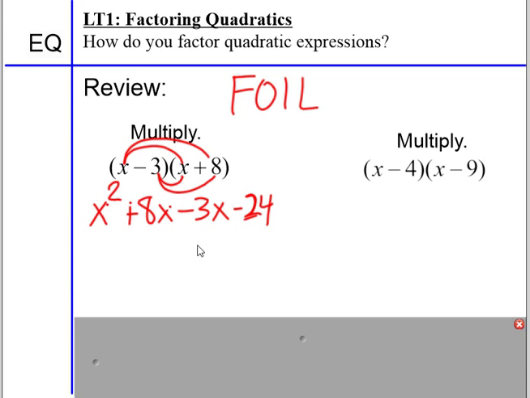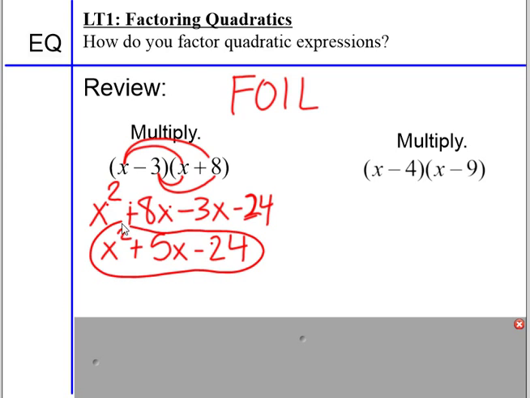We have two like terms in the center. We have 8x minus 3x. Those two are like terms. We can add them together to make 5x. But the minus 24 and the x squared are still in the beginning and the end. This is our answer. When you multiply two binomials together, you get a trinomial, an expression with 1, 2, 3 terms, trinomial. One more time, let's try that again.